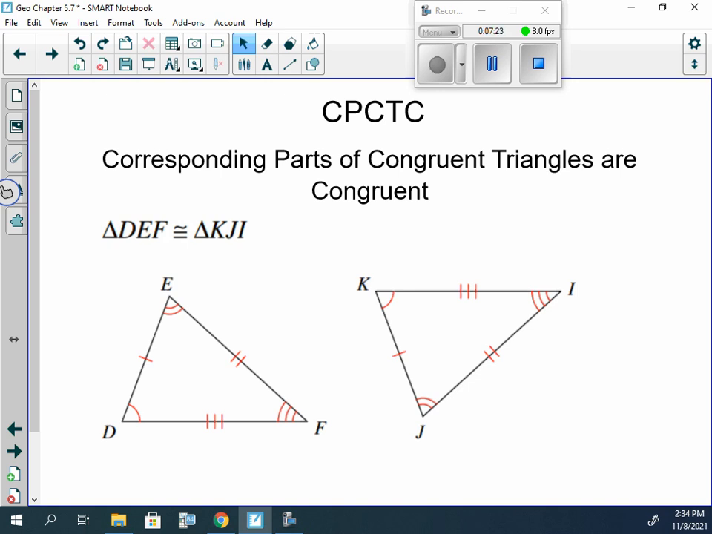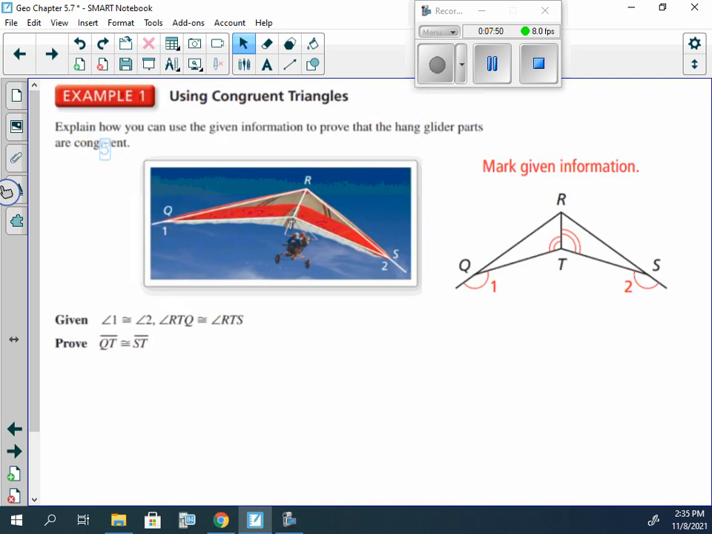Because when we use any of these congruency statements, side, side, side, side, angle, side, angle, side, angle, angle, angle, side, or side, angle, angle, are we talking about every single piece of the triangle? No, we're only talking about three pieces of them. But with this, CPCTC, we can go on from being able to say that the triangles are congruent to any of the parts themselves are congruent as well. So look at this here, this first example.